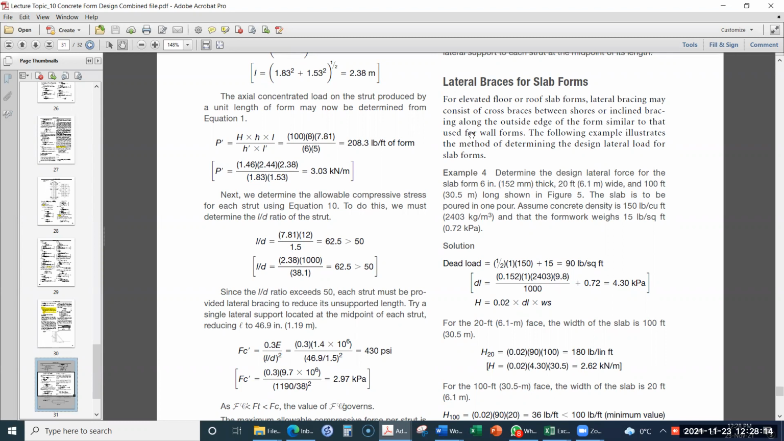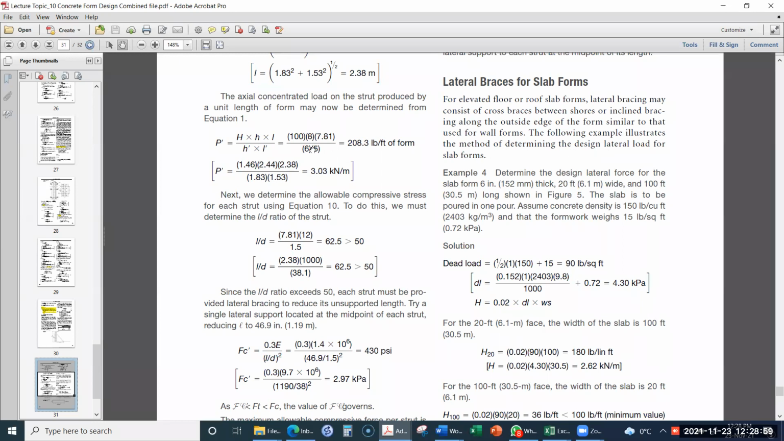So we may need to provide lateral braces for the slab forms as well, for two situations. For elevated floor or roof slab forms, lateral bracing may consist of cross braces between the shores. Remember that the last element for the slab form was the shore, but we may need to provide lateral braces between the shores as well. Or we need to provide inclined bracing along the outside edge of the form, similar to that used for the formwork. So the following examples illustrate the method of determining the design lateral load for the slab forms.